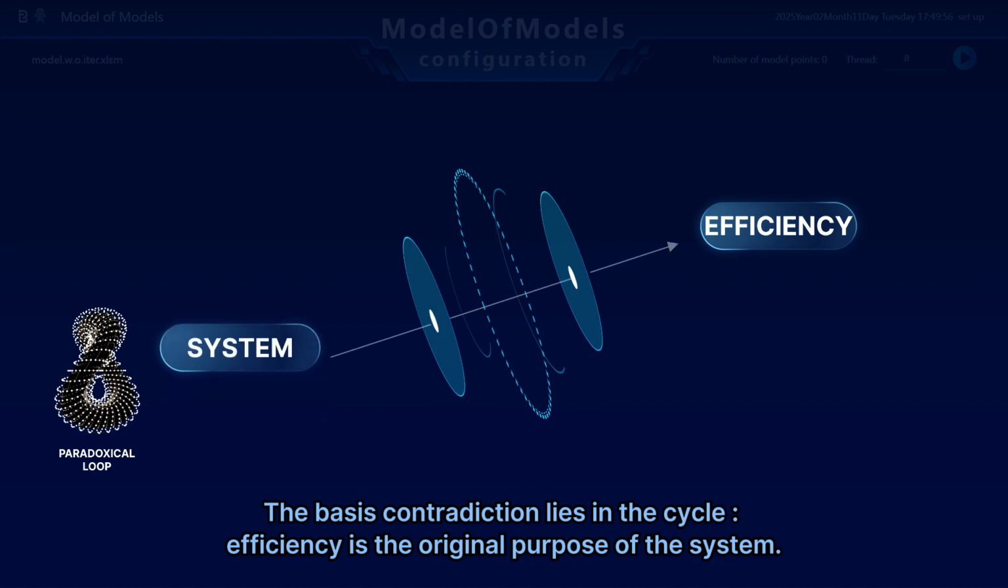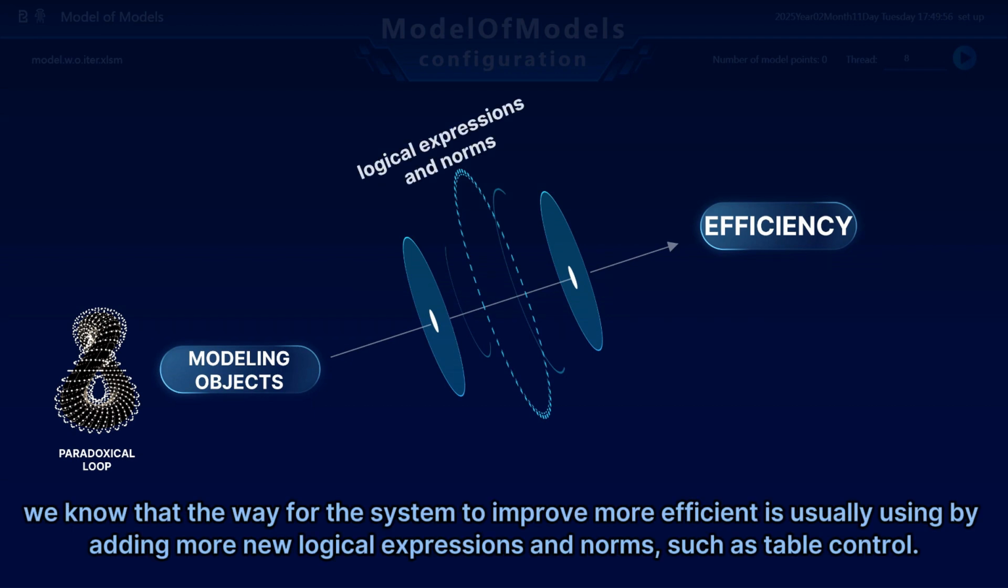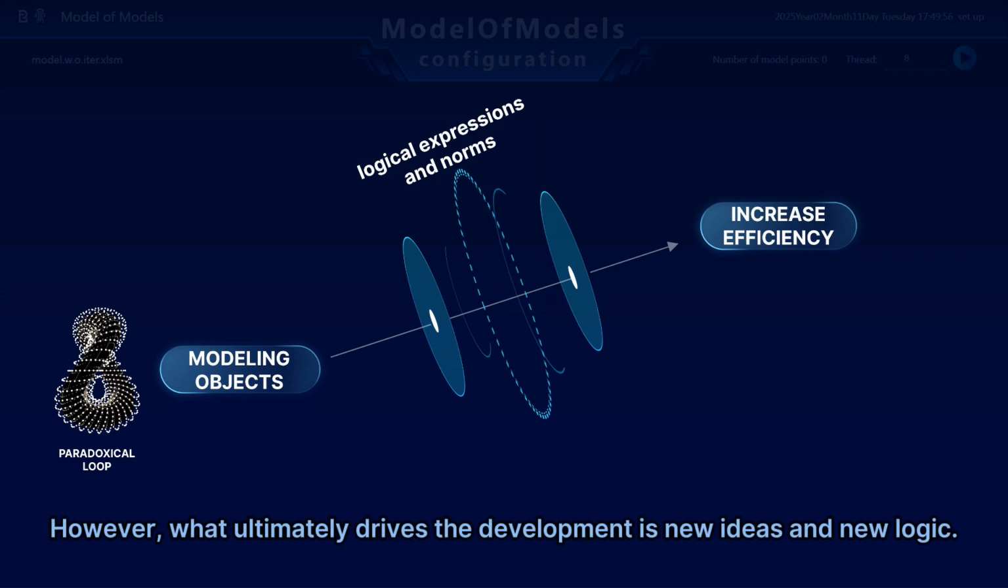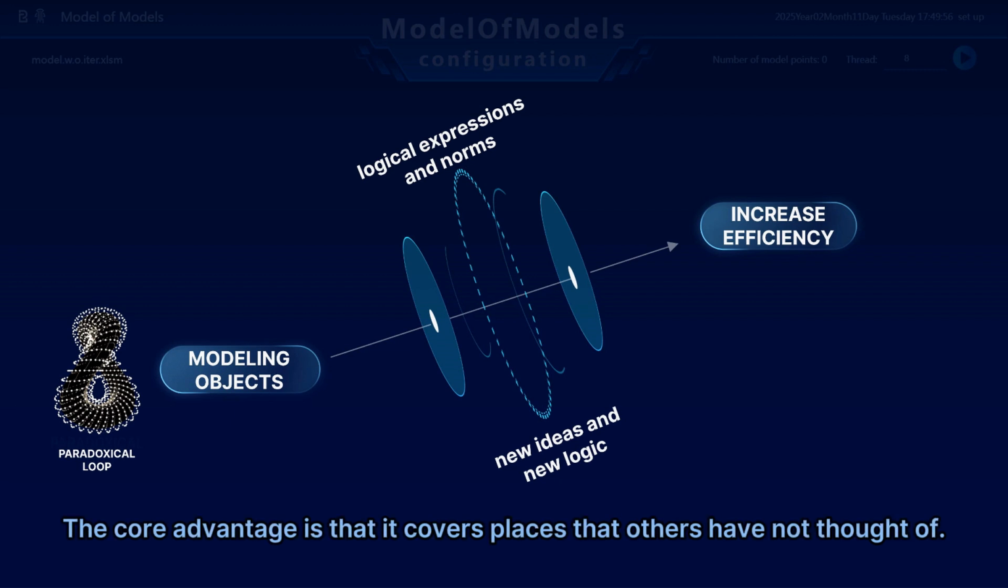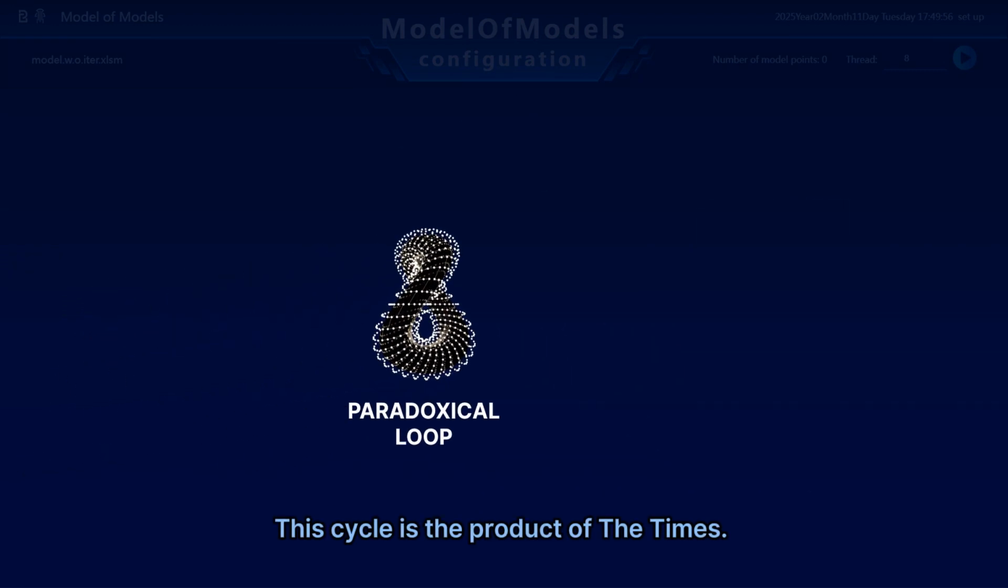Efficiency is the original purpose of the system. After deep exploration and research of the modeled object, we know that the way for the system to become more efficient is usually by adding more new logical expressions and norms, such as table control. However, what ultimately drives development is new ideas and new logic. The core advantage is that it covers places that others have not thought of. In other words, the mathematical model needs to break through the existing norms and restrictions. This cycle is the product of the times.